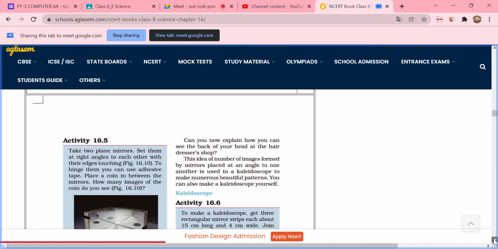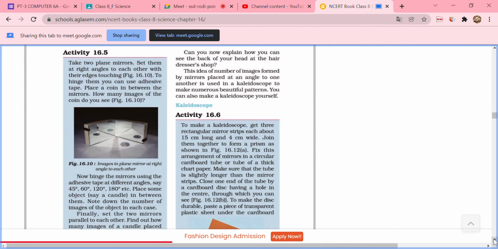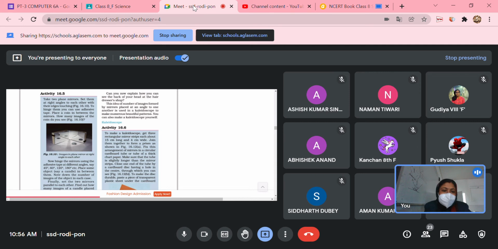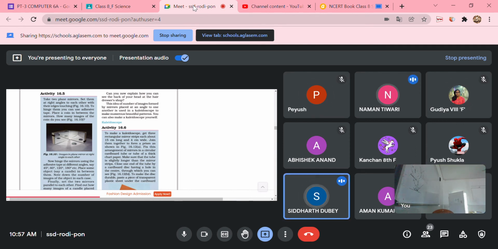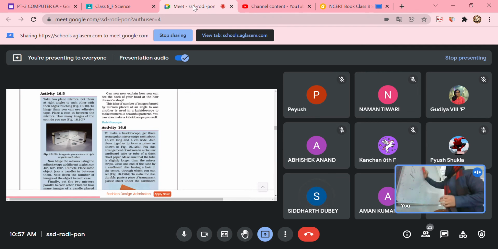How many images will be formed? When it is parallel, children. Unlimited? We don't call it unlimited. In the language of science, it should be called infinite.